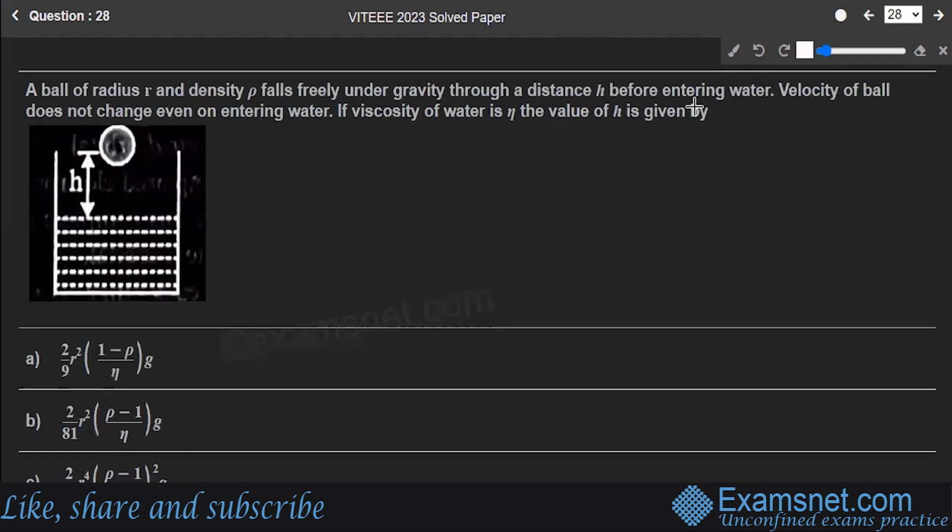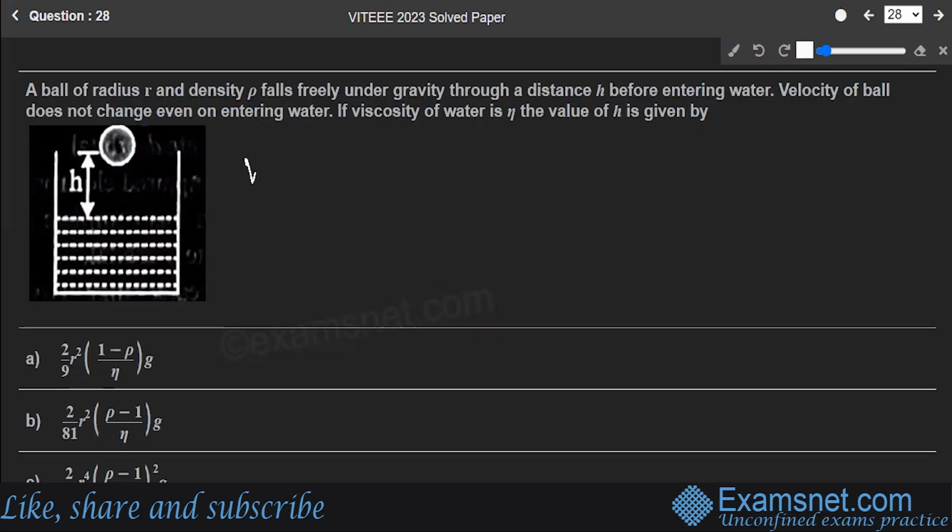Question number 28. A ball of radius r and density rho falls freely under gravity through a distance h before entering water. The velocity of the ball does not change even on entering the water. The viscosity of the water is eta. The value of h is given by.